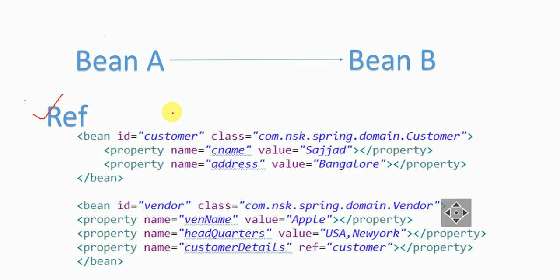For example, we have a customer and a vendor. Vendor is referencing the customer. Now I have to provide a reference, like vendor is referring to the customer. So whenever the vendor wants customer details, he should get the customer details without any hesitation. So we have to configure this information in our configuration file. Whenever the vendor is calling, the customer should give his details. So how do we configure it? With the help of this reference attribute.